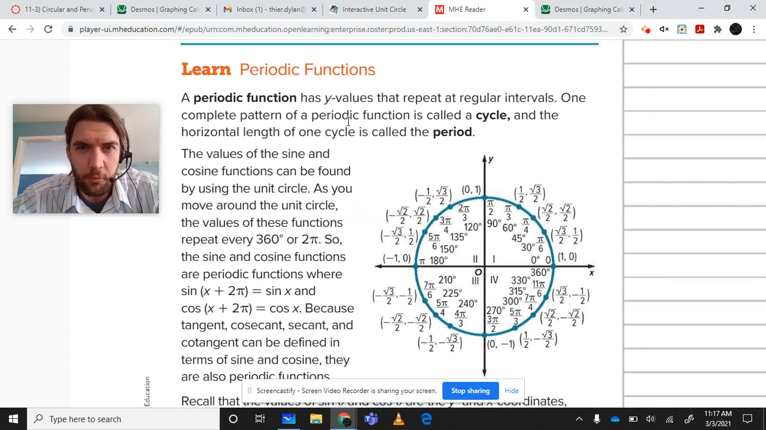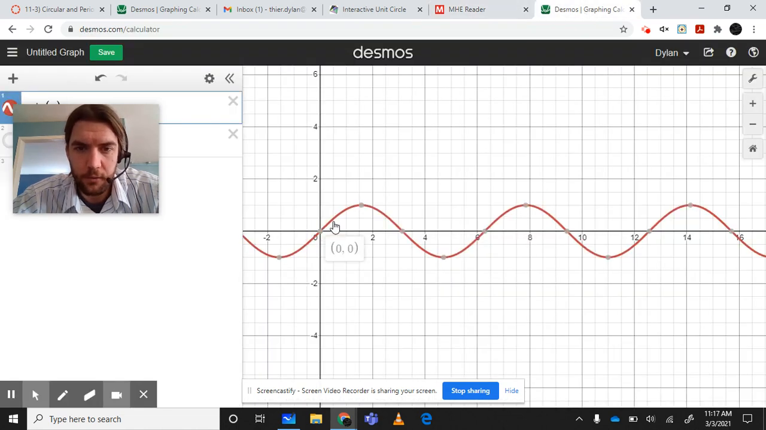One complete pattern of a periodic function is called a cycle, and the horizontal length of one cycle is the period. So in this case, we go up, down, up. There we go. And we get back to where we started.